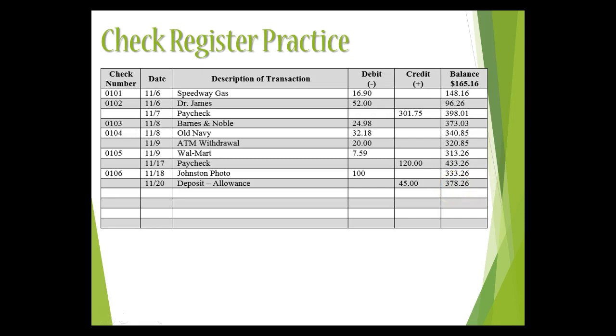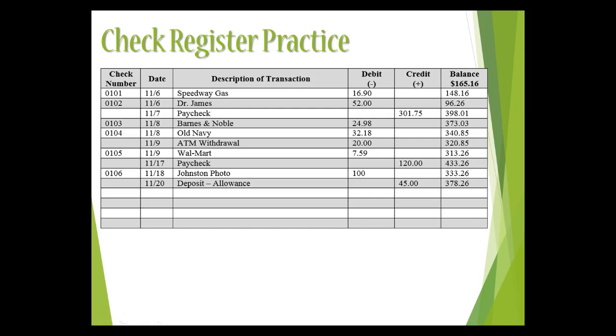$378.26. And you'll notice that the dates for some of these activities are at both the beginning of the month as well as at the end of the month. So we have these three activities: a paycheck received, an allowance check received, and a payment made to Johnston Photo, all of which occurred between November 17th and November 20th.